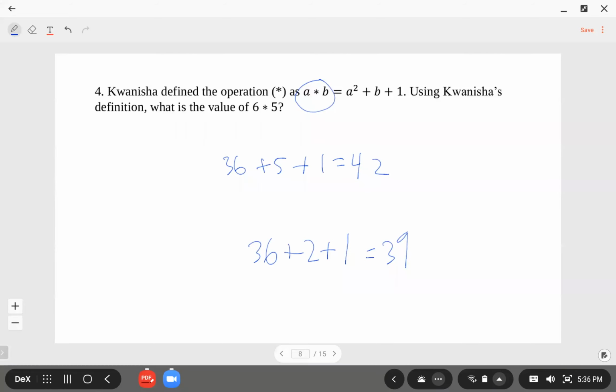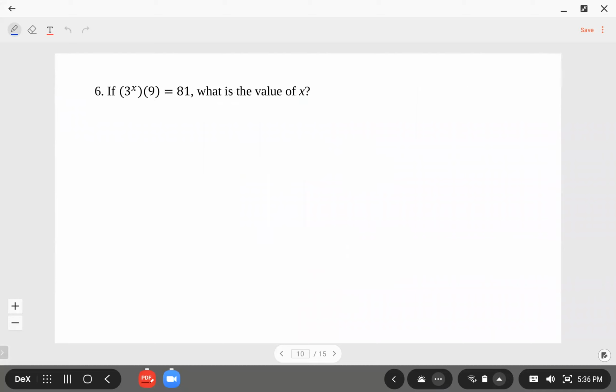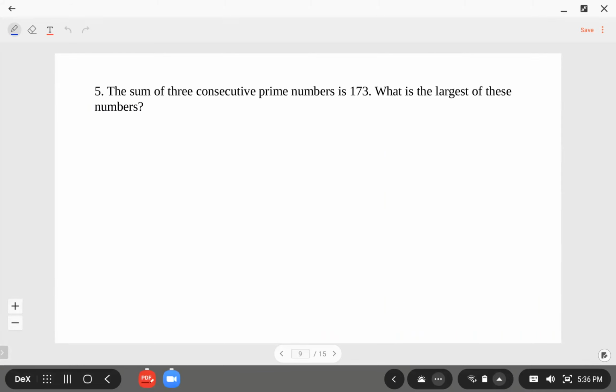Okay, so we've wasted quite a deal of time there. So, problem 5. The sum of 3 consecutive prime numbers is 173. What is the largest of these numbers? Please solve this in 30 seconds as well.